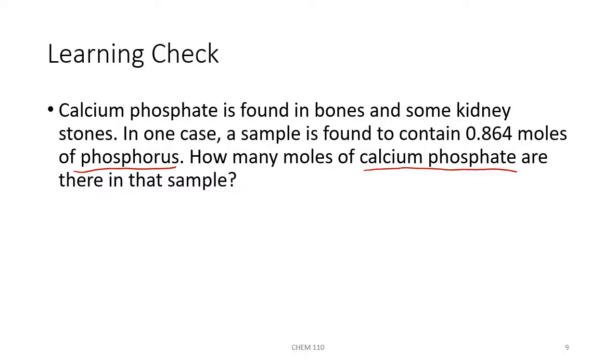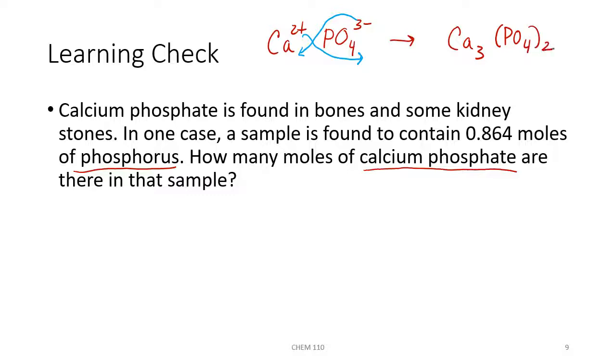So we're going to need to first be able to write a proper formula for calcium phosphate. Calcium is a group 2A metal. It always forms a +2 charge in ionic compounds, and phosphate is one of our polyatomic ions, and that is PO4 3-. So we're going to put a 2 after our phosphate units and a 3 after our calcium. So our formula here would be Ca3, parenthesis, PO4, and then 2 after our parenthesis, because we have 2 phosphate units.